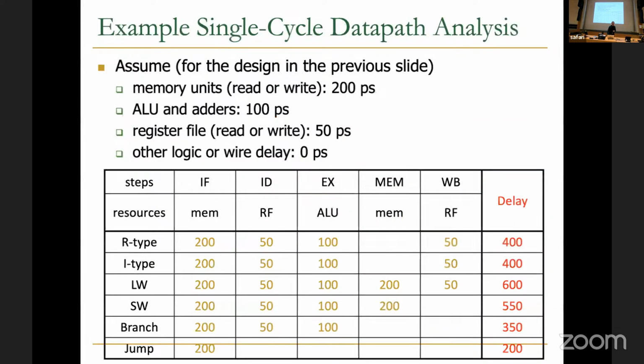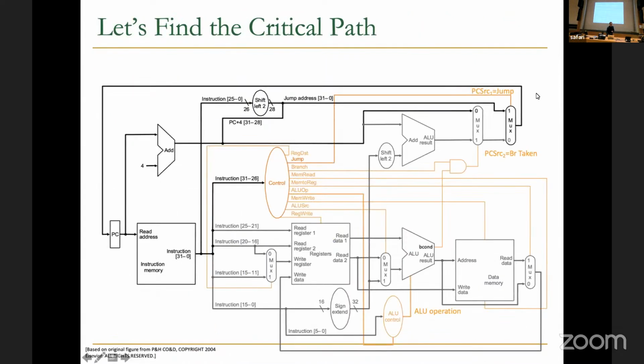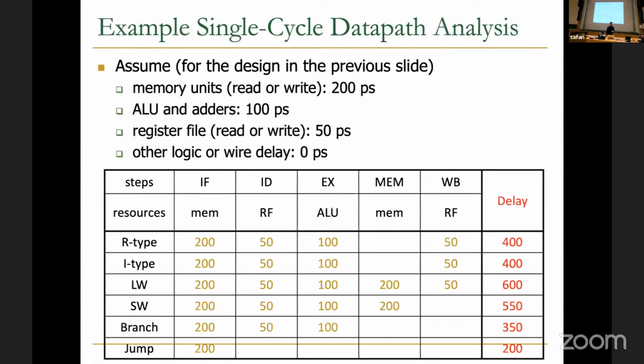We're going to basically assign some values. So basically, this is what we're going to assume in the design that we actually created last week, let's find the critical path for different instructions. So we're going to assume these things. Memory units, either read or write, take 200 picoseconds. Kind of magic, but sure. ALU and adders, each of them take 100 picoseconds. Register file, read or write, takes 50 picoseconds.